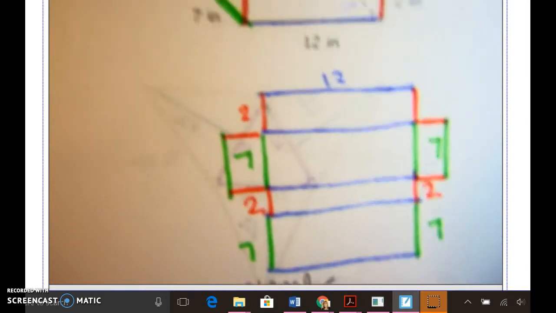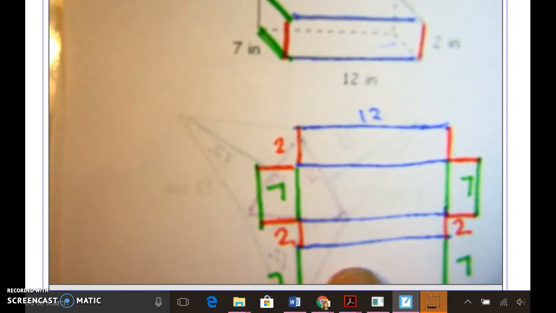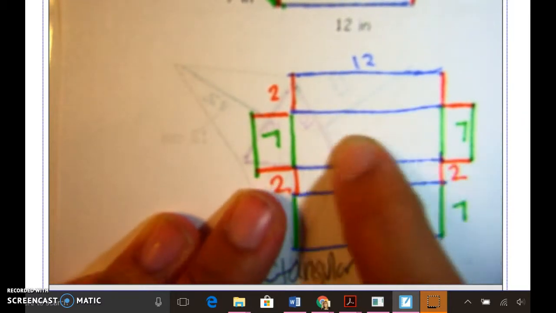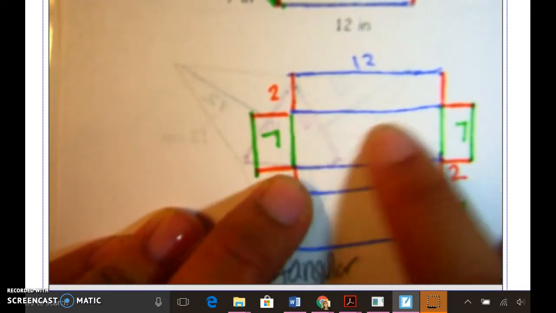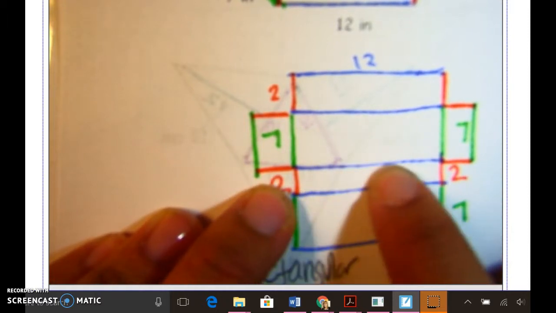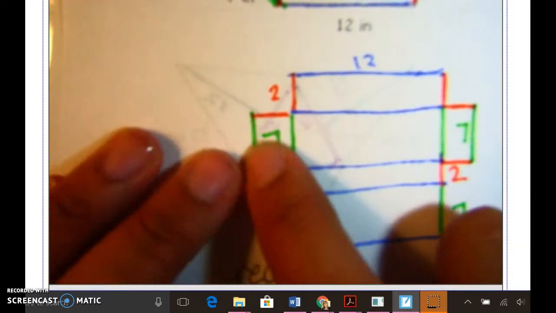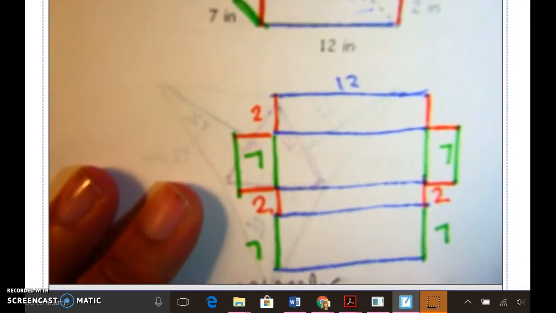And if you know how long each part is, these are all 12. This is 12 times 2 for this area. This is 12 times 7, because this is 7, this is 12 for this area. This is another 12 by 2. This is another 12 by 7. And then you have a 7 by 2 and a 7 by 2.